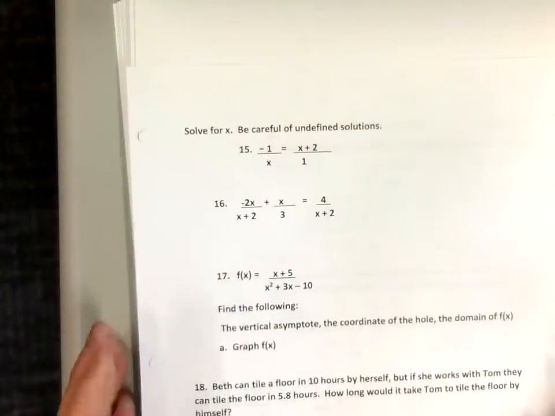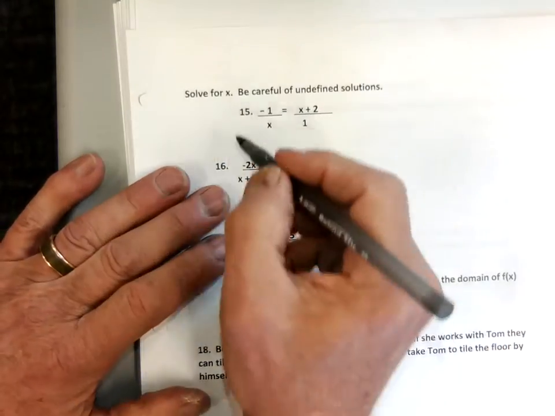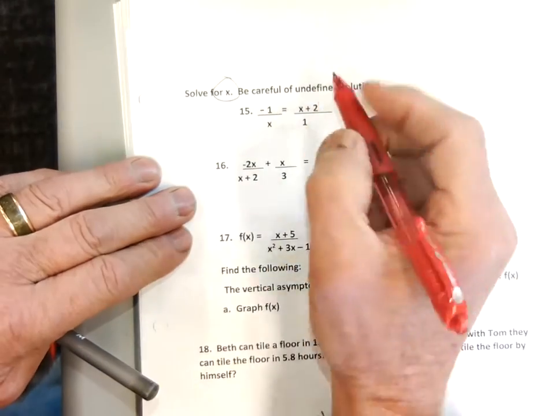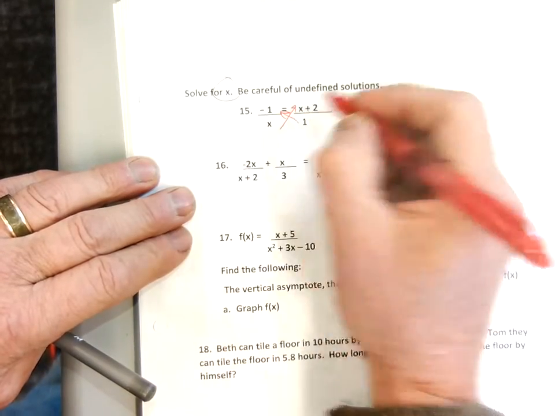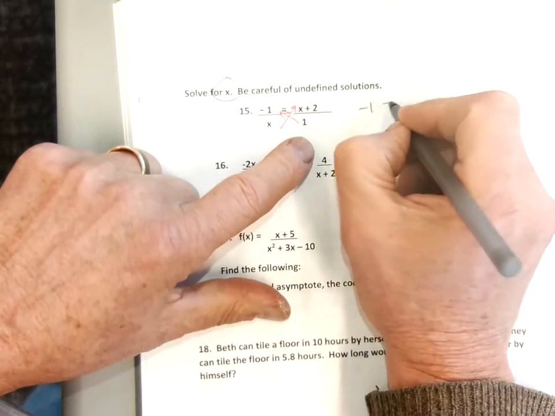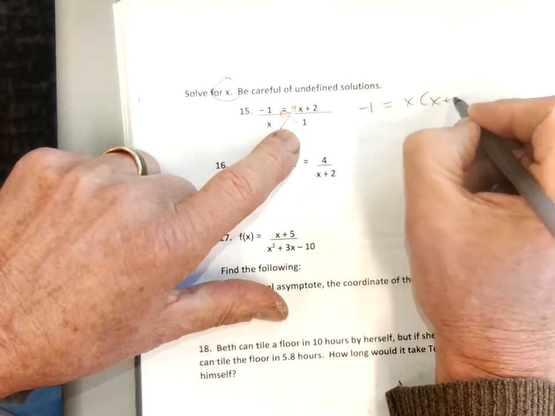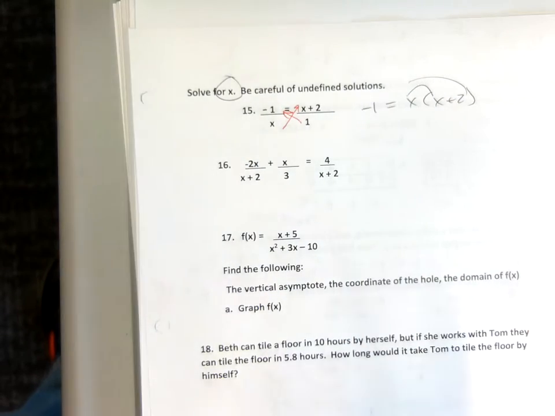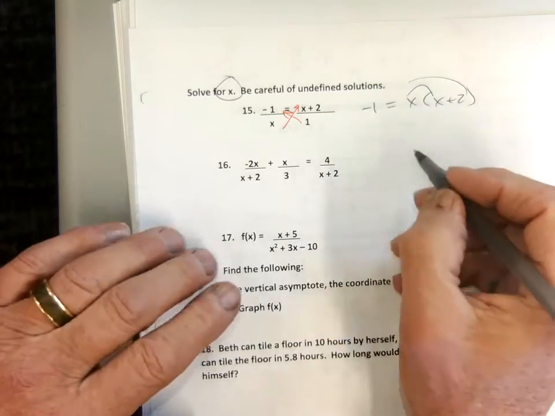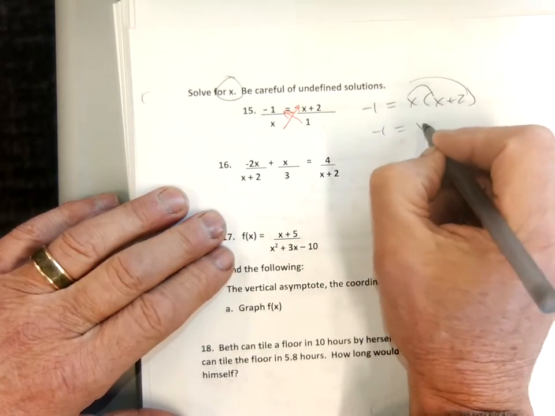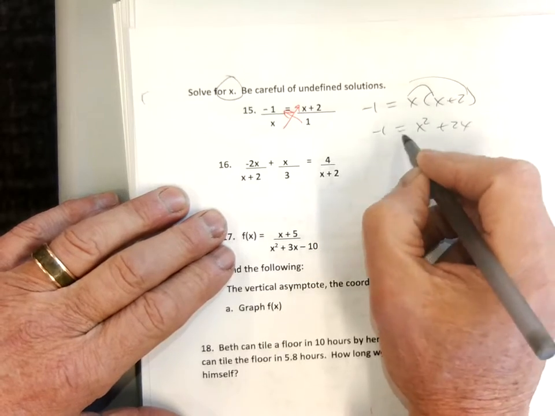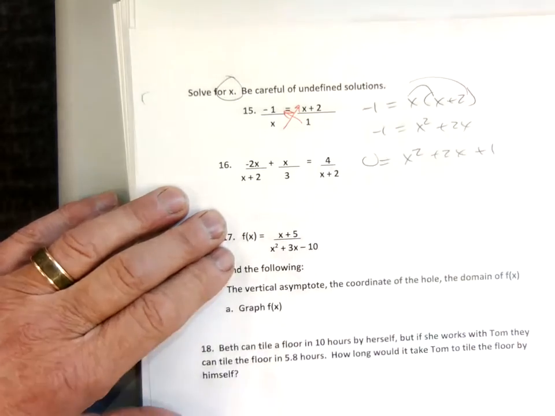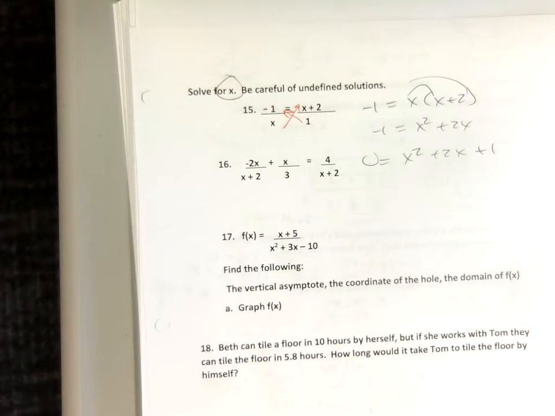All right, now, number 15, we're going to solve. Okay, that's what we did on Friday. I'm going to cross multiply. I'll get a fraction equal to a fraction. I'm going to cross multiply that one times that one times that one. I'll get a negative 1 equals x times x plus 2. I'm going to distribute. I will maybe have to factor. I'll get a negative 1 equals x squared plus 2x. I'll bring over the 1, x squared plus 2x plus 1 equals 0. Factor and solve, okay?